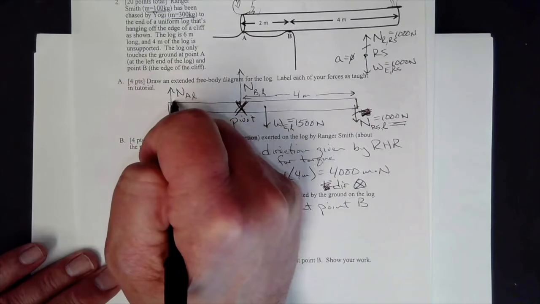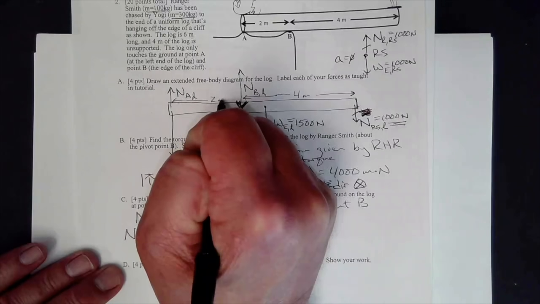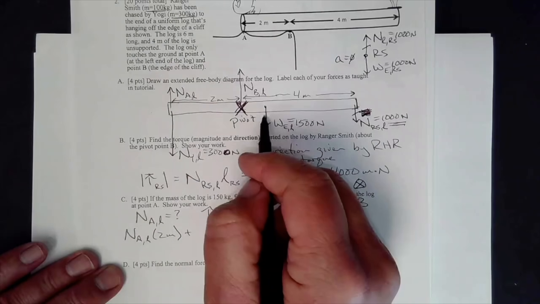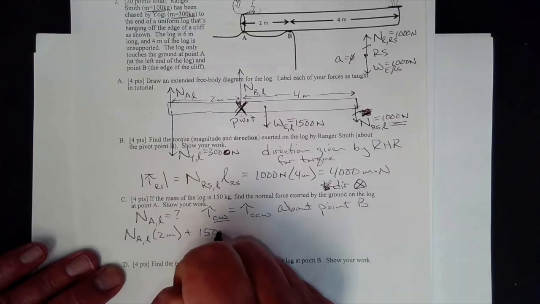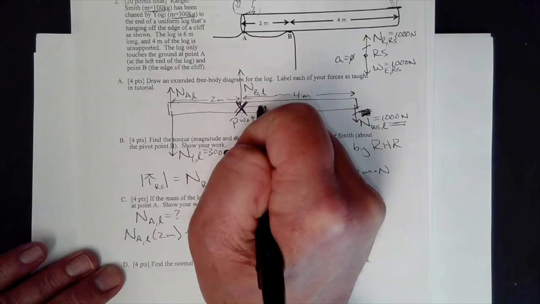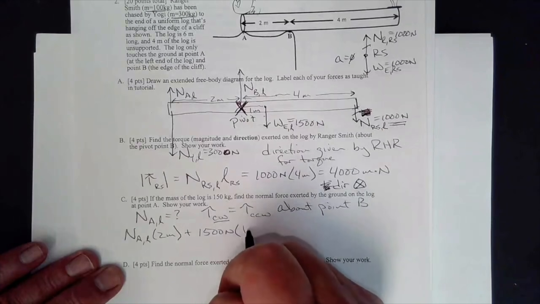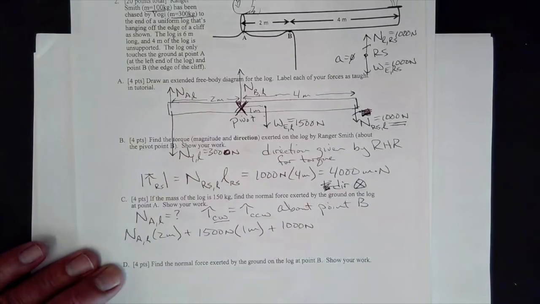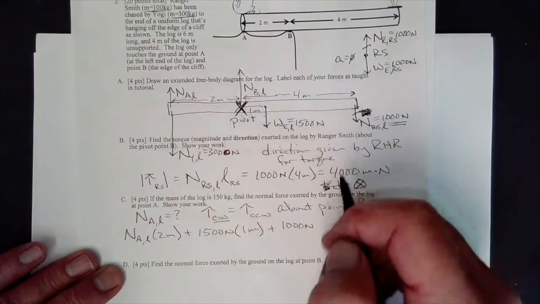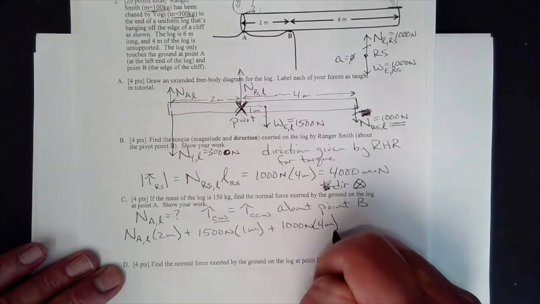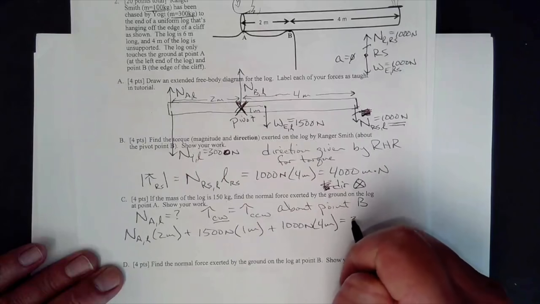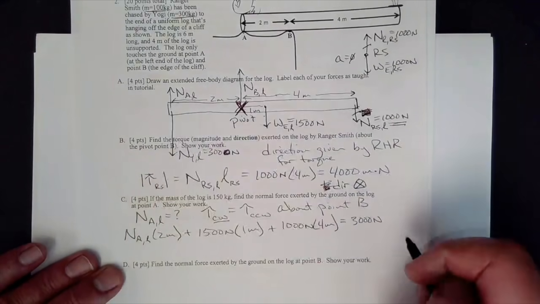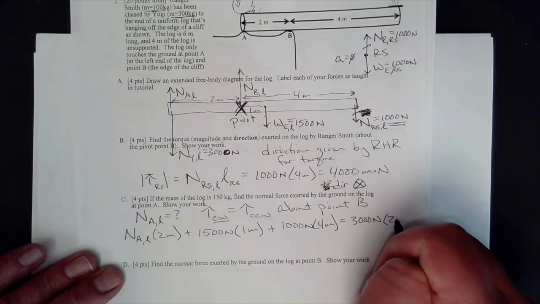And so I would put my equation, the normal by A on the log times its lever arm, or distance to the pivot. Well, that's going to be 2 meters. And then I would take this weight force of 1,500 newtons times its lever arm, and this is just 1 meter. And then I would have the force of 1,000 newtons by Ranger Smith, and it's got a lever arm, we said, of 4 meters. And that has to balance the 3,000 newtons by Yogi acting at its lever arm. It's 2 meters from the pivot.